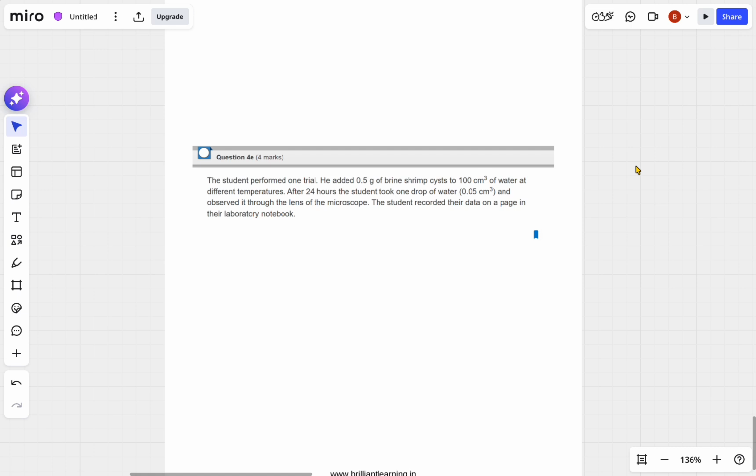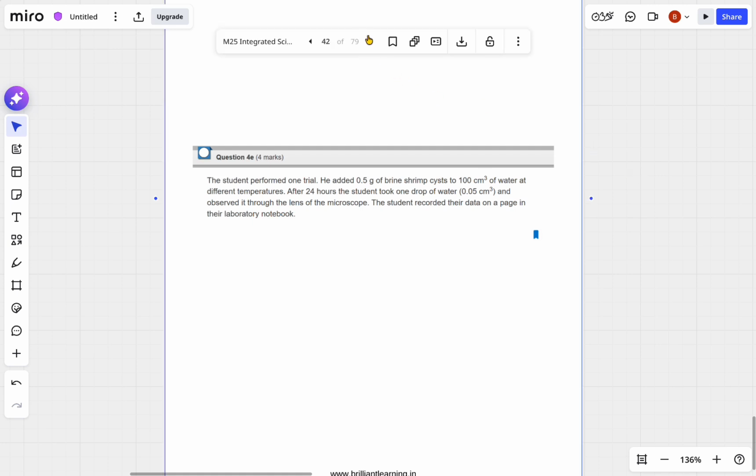Now let's look at question 4e. The student performed one trial. He added 0.5 grams of brine shrimp cysts to 100 centimeter cube of water at different temperatures. After 24 hours, the student took one drop of water, 0.005 centimeter cube, and observed it through the lens of the microscope. The student recorded their data on the page in their laboratory notebook. Now let's move on to the next page and see what they're asking.